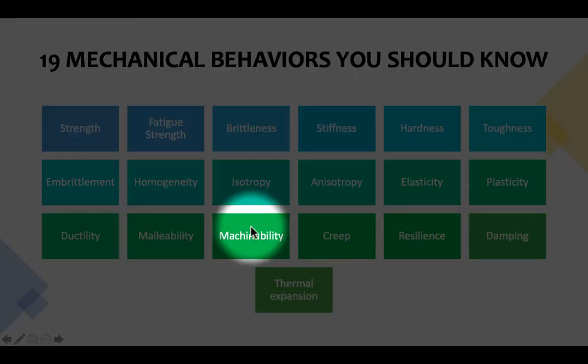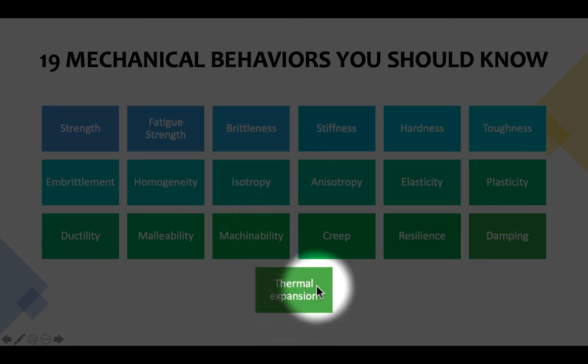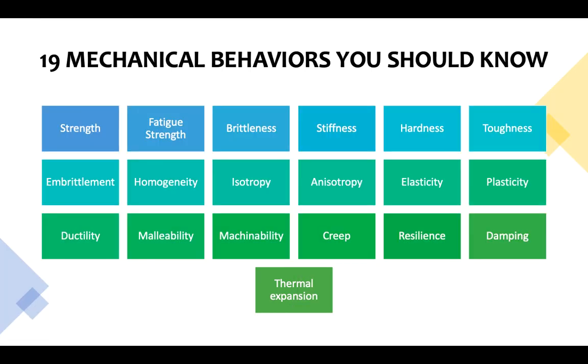And last but not least is thermal expansion. Thermal expansion is a change in shape, volume, or area caused by changes in temperature. The coefficient of thermal expansion refers to the amount a material's shape or size will change during exposure to a change in temperature.